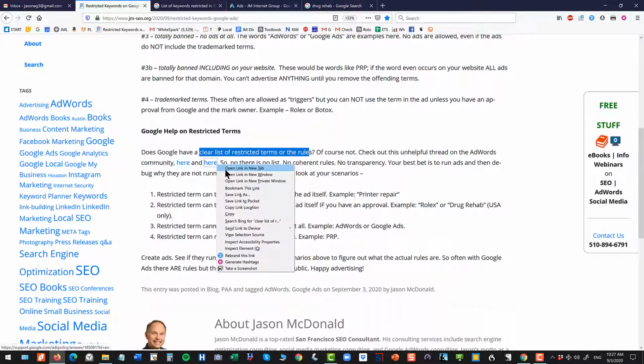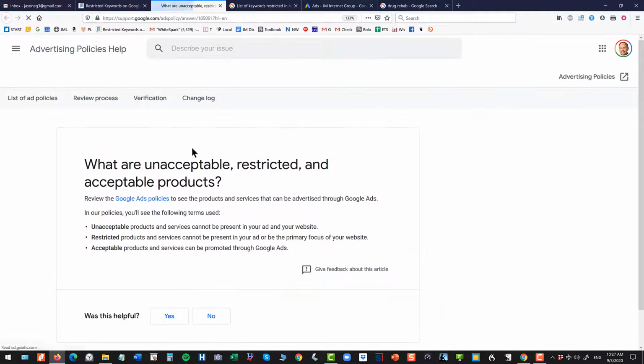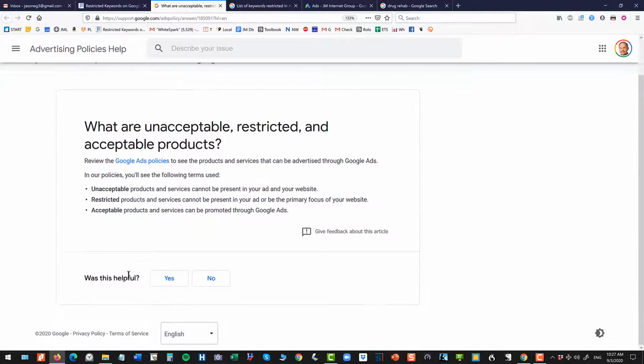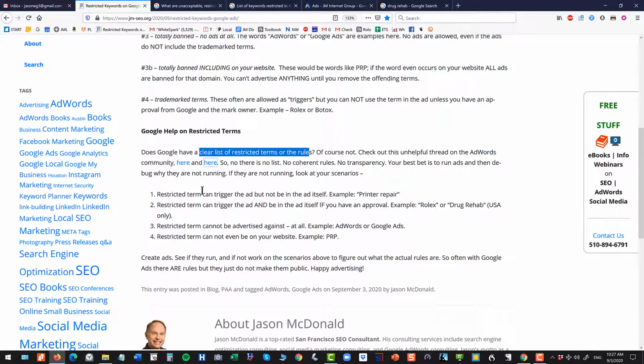I also have a link here where you can see what are unacceptable, restricted, and acceptable products. And you'll see the following terms: unacceptable products, restricted products. And then I love this. Was this helpful? No, not helpful. So there's no list that tells you what the rules are or whether a term is banned. You have to experiment to figure them out.